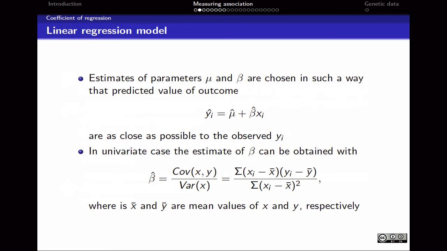The estimation of parameters, namely the intercept and coefficient of regression, is done in such a way that the predicted value of the outcome is as close as possible to the observed value. In a univariate case, the estimates of beta can be obtained with relatively simple formulas. That is, the estimate of beta is the covariance of x and y divided by the variance of x.